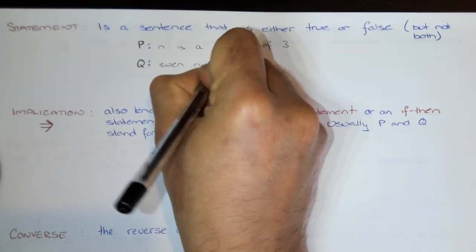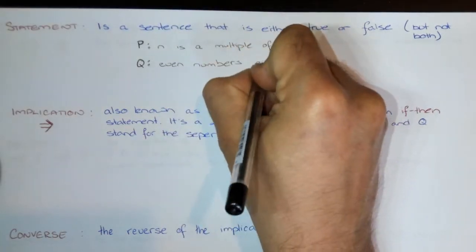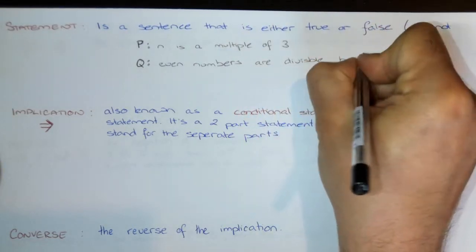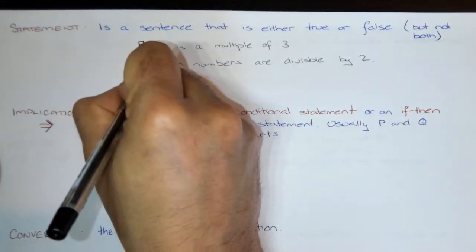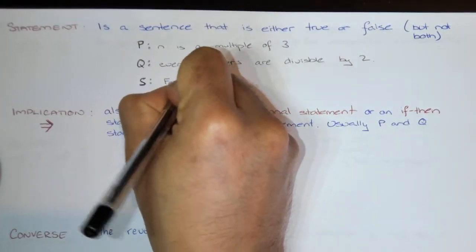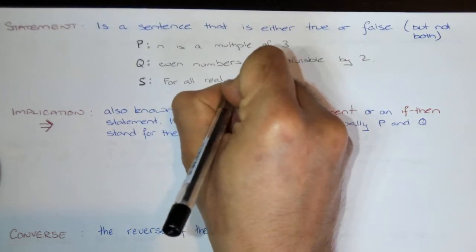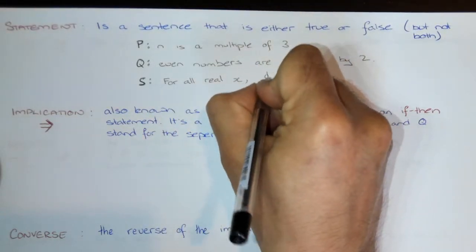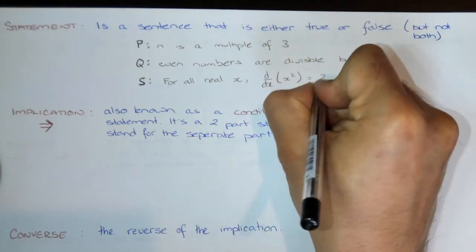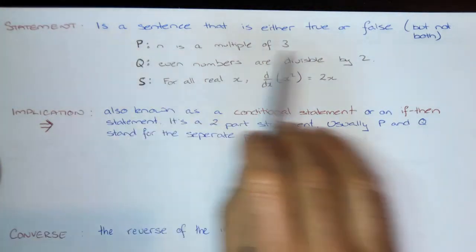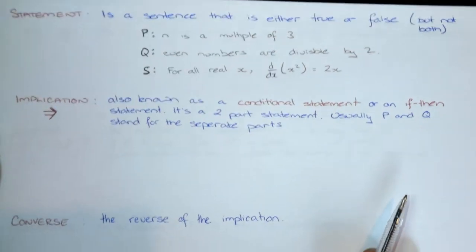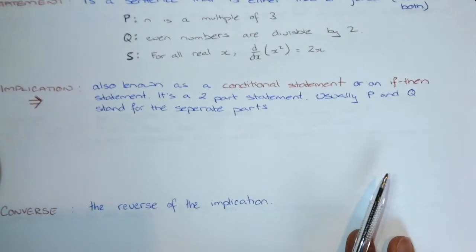Another example, a statement Q: even numbers are divisible by 2. We can do S: for all real x values, the derivative of x squared is 2x. So they are all sentence statements, and in this situation they are true.